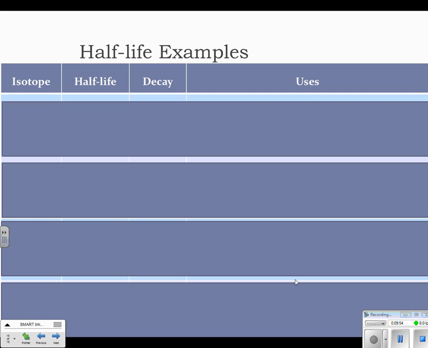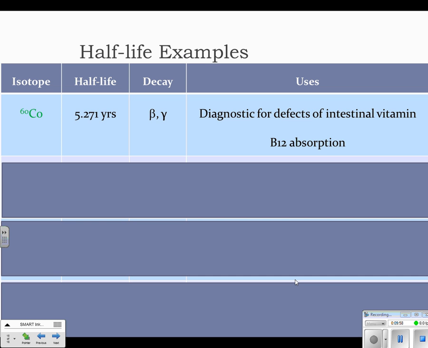So these are some radioactive isotopes you should know. The first one is cobalt-60. Cobalt-60 has a half-life of 5.271 years. It goes through two types of decay, and you don't need to know about these right now, but beta and gamma. And they use this to diagnose if your intestines aren't absorbing vitamin B12. So they use this medically.